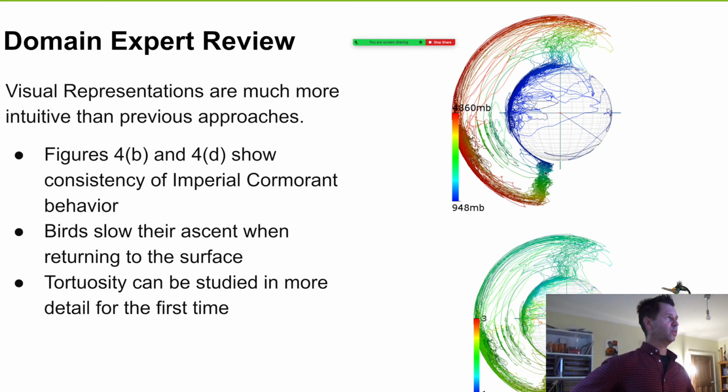And one of the things that the marine biologists noticed is the difference between the descent and the ascent. So the descent has a much more kind of straightforward and narrow path downwards underneath the surface than the ascent. And the ascent has a very, very windy and kind of highly curved behavior before coming to the surface.